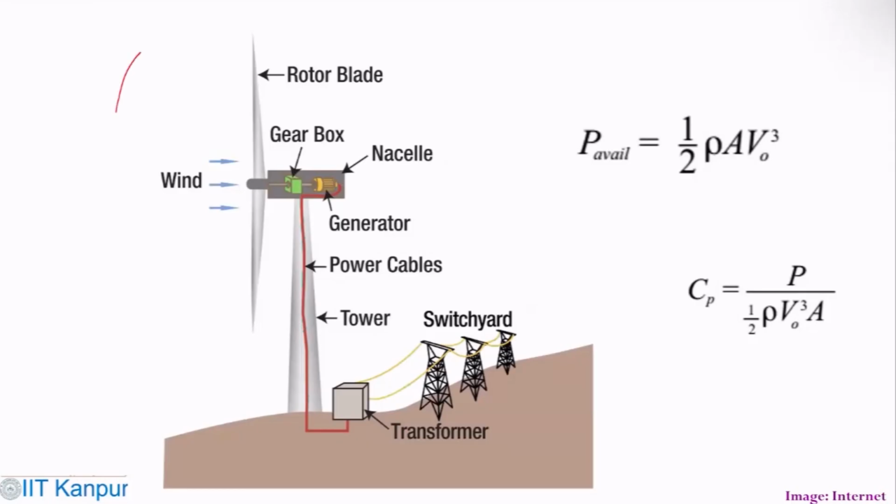If you see this picture again, this is our power available, but then this is our power coefficient. That means the actual output relative to the available power. Okay, so that's the power coefficient.